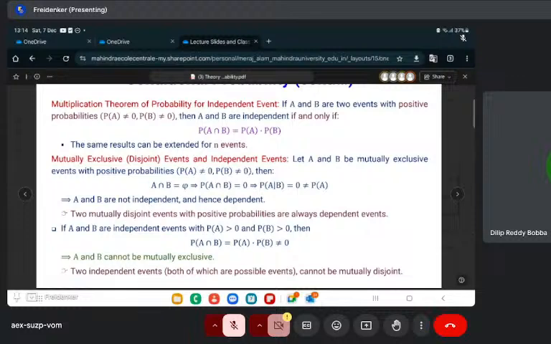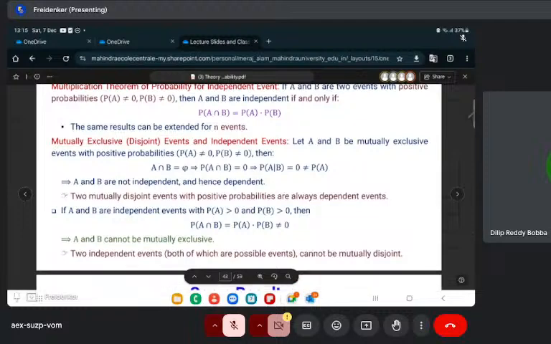If probability of A given B has to be 0, I already know that probability of A is not 0. In other words, probability of A given B is not equal to probability of A. That would mean A and B are not independent, because if A and B are independent, probability of A given B has to be probability of A. So this is how you can prove mathematically that two mutually disjoint events are not independent and hence dependent. This is one way of proving it. And therefore, if two events are mutually exclusive, they are always dependent.